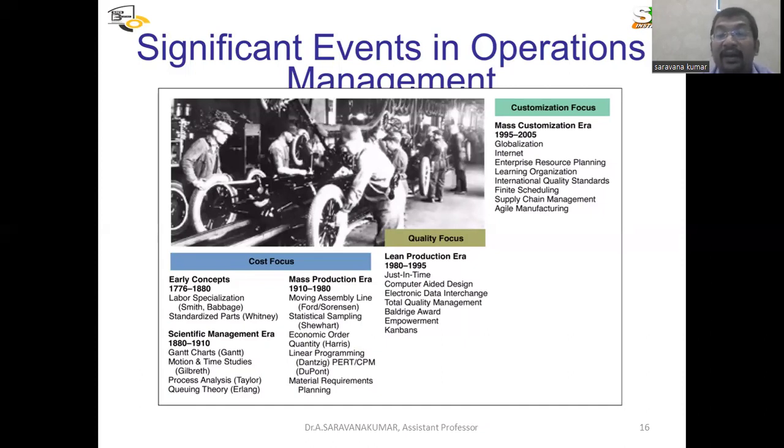The last one, very important, is customization focus. Every customer needs the product in a customized manner. So the mass customization era, 1995 to 2005: globalization, internet, enterprise resource planning (ERP), learning organization, international quality standards, finite scheduling, supply chain management, agile manufacturing. These are the important historical events related to operation management.